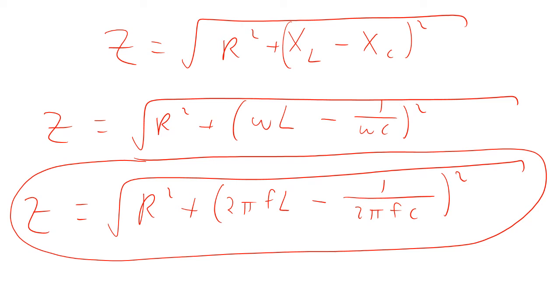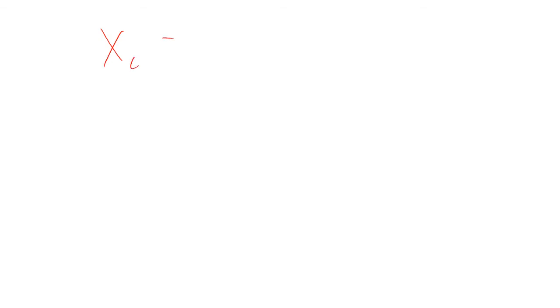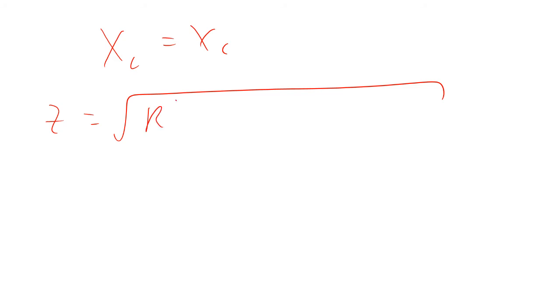Notice that when XL equals XC, that's your resonance. So if XL equals XC, then the impedance, which is the square root of R squared plus XL minus XC squared, is just going to be equal to R. So that's going to be your minimum impedance, at that resonant frequency. So the resonant frequency occurs when XL equals XC. This is our condition of resonance.